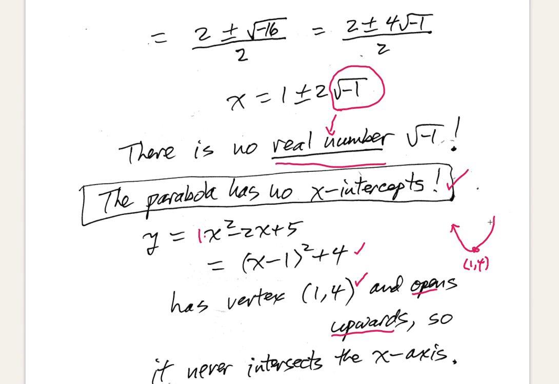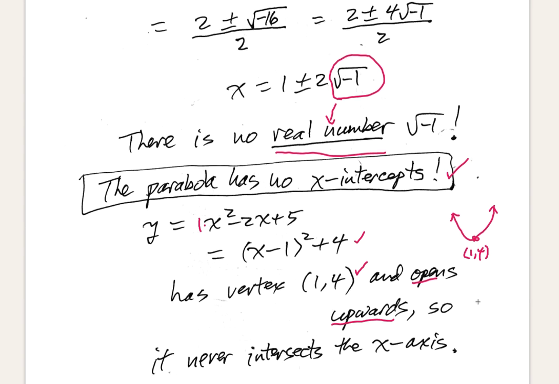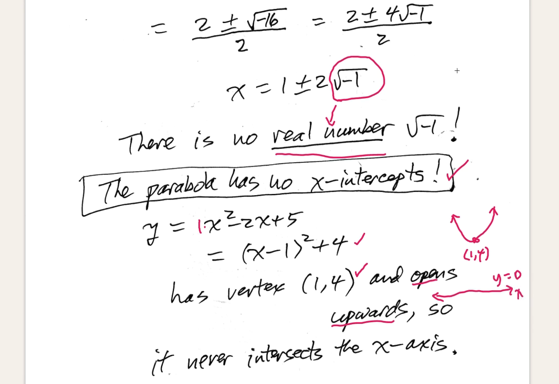Okay, so the smallest value this function could ever attain as far as the y values go is 4, and that would occur when x is equal to 1. Okay, but the x-axis has what? The x-axis is actually where y is equal to 0. So you could see here this parabola couldn't possibly intersect the x-axis, right? It couldn't intersect the x-axis. That's another way of looking at this.